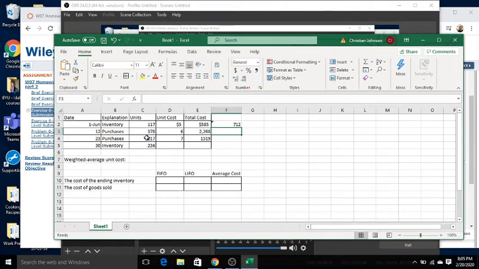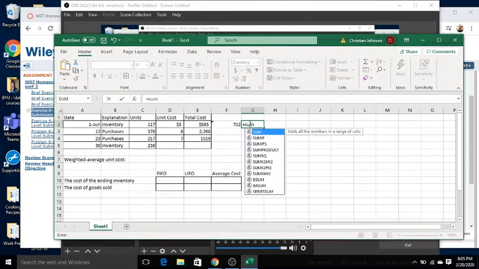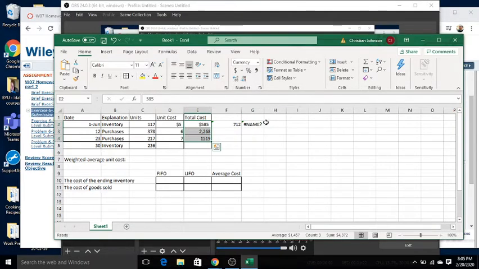And then we get the total costs over here and add them together as well. And that gives us $4,372.